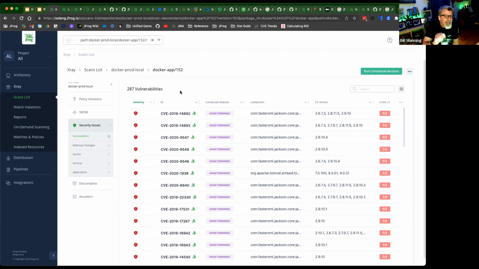How long would it take you to go in and research and fix all 287 vulnerabilities? Most of the time, there's no answer because it's daunting. Yes, you can address them where it matters most at the JFrog CLI and also our IDE.